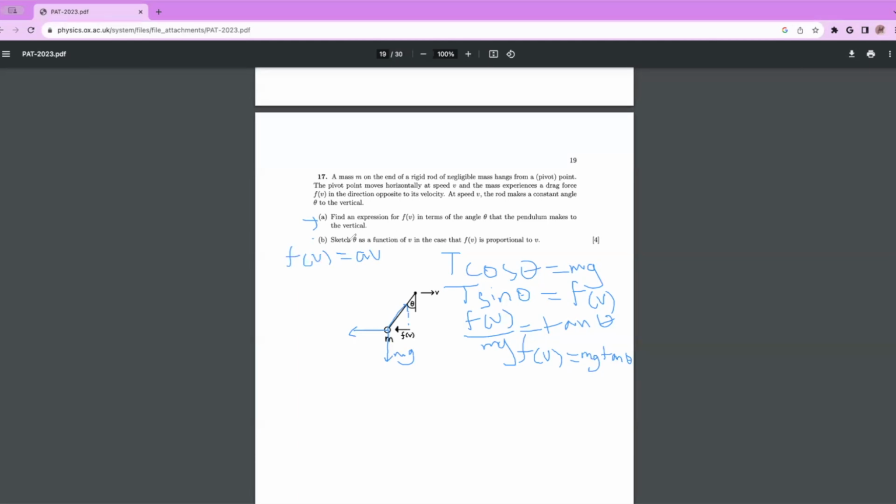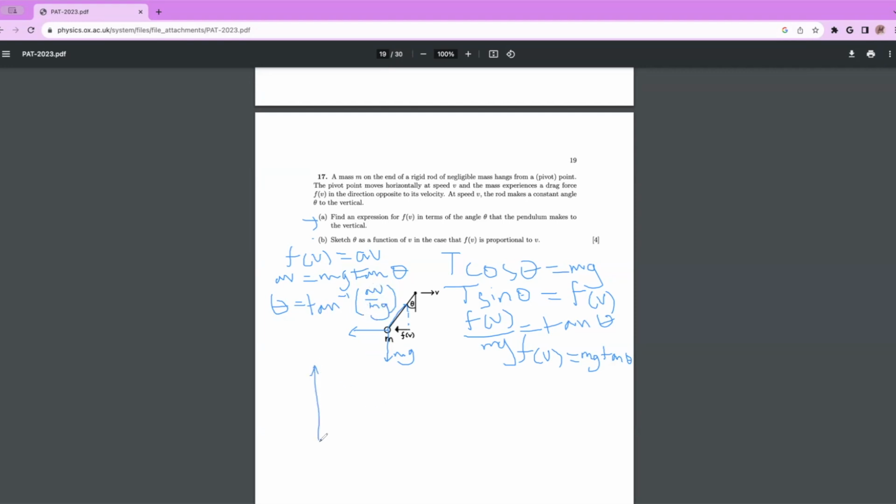And what do we want? We want theta as a function of v. So if we have that Av equals mg tan theta, sorry, I write my t's weird. If we divide by mg and take the arctangent, we'll get that theta is equal to tan inverse of Av over mg. And we can consider A over mg to be just some scalar.